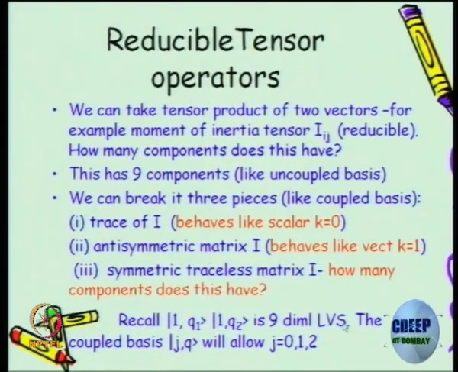So once I get 5 components, you can see a resemblance when I took a tensor product of two spin 1 states, which was 9-dimensional. The allowed J values are J1 plus J2 to J1 minus J2. So it is 0, 1 and 2.